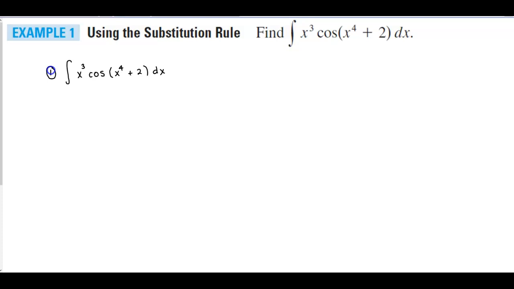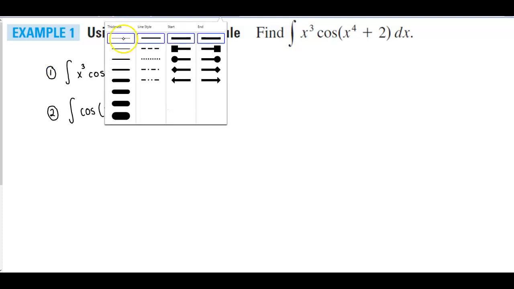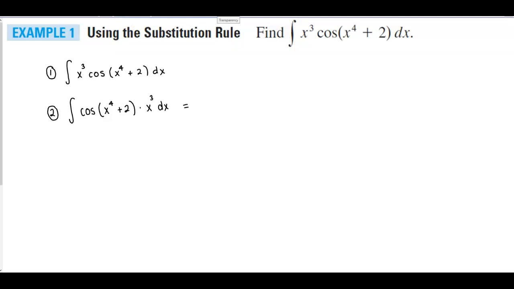Okay, so the first thing we want to do is take a look and say, can we shift this around a little bit? So we can rewrite this as the cosine of x to the fourth plus 2, and then write this as times x cubed dx. What this allows us to do is let u equal what's inside the parentheses, which is x to the fourth plus 2.